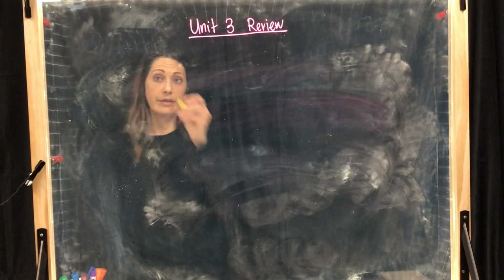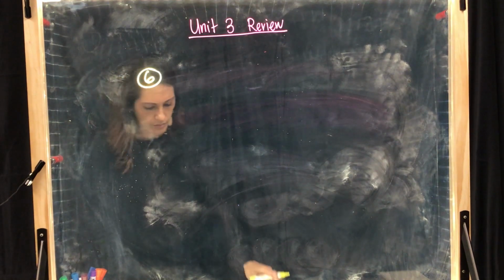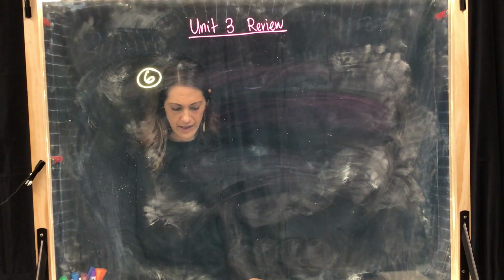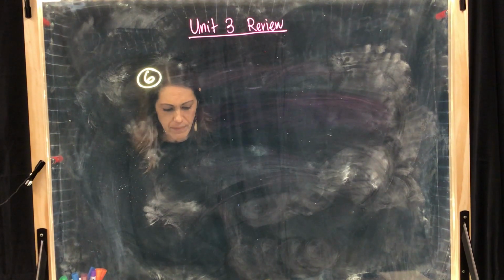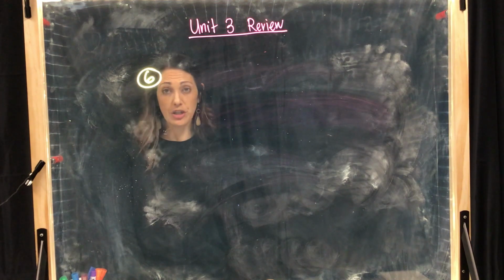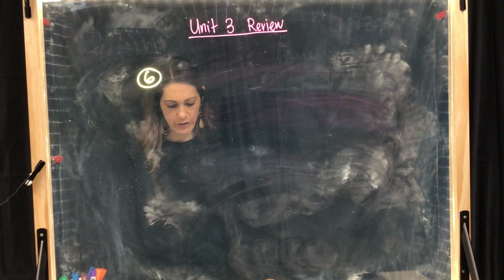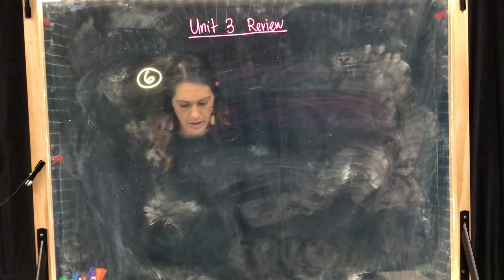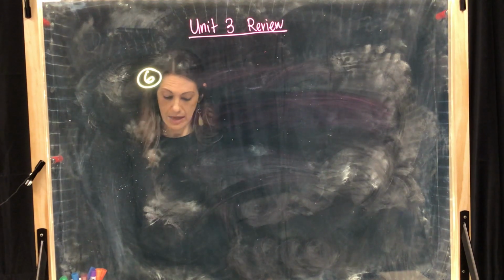Okay, looking at number 6 now. For a snack, Miss Johnson gives her class graham crackers. She has a package of 20 graham crackers to share equally among 8 students. How many graham crackers should each student receive? Explain how you found your answer. Okay, so I have to explain at the end.